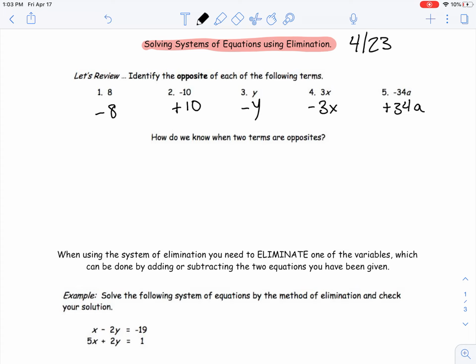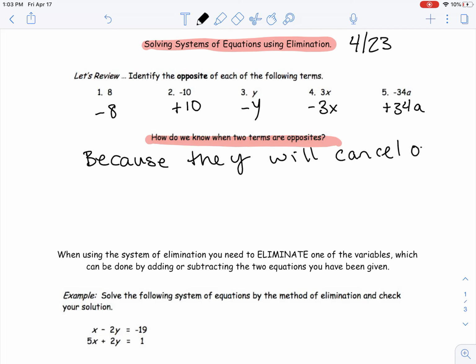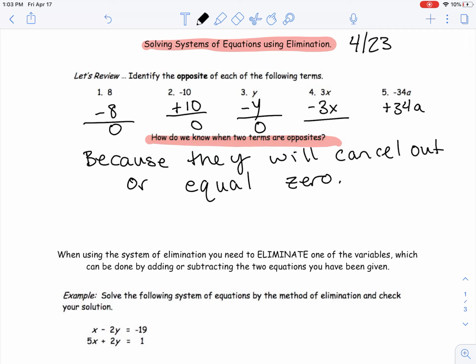I would write down that we know when two terms are opposite because they will cancel out or equal 0. So if we look above again, 8 minus 8 is 0. Negative 10 plus 10 is 0. Y minus y is 0. 3x minus 3x is 0. And negative 34a plus 34a is 0. Or they would all just cancel out.